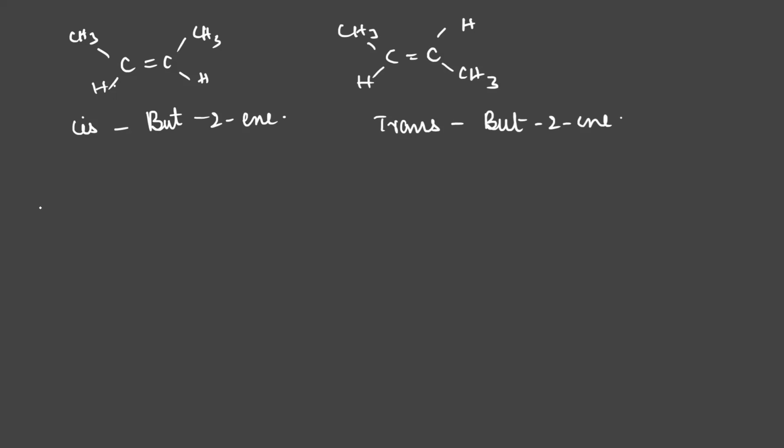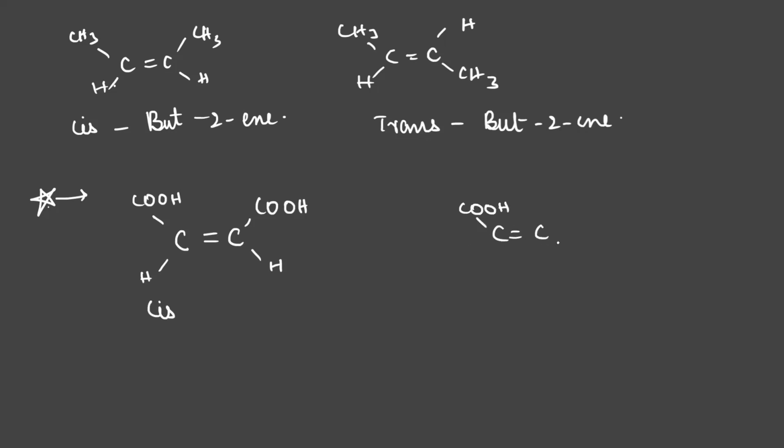This is one of the famous examples, and a very important example, majorly asked: the cis-trans relationship between maleic acid and fumaric acid. Let me take this: C double bond C, COOH, H, H, COOH. What is this compound? It is a cis compound, right? And what is this compound? COOH, COOH, H and H. This is trans. This is cis and this is trans.